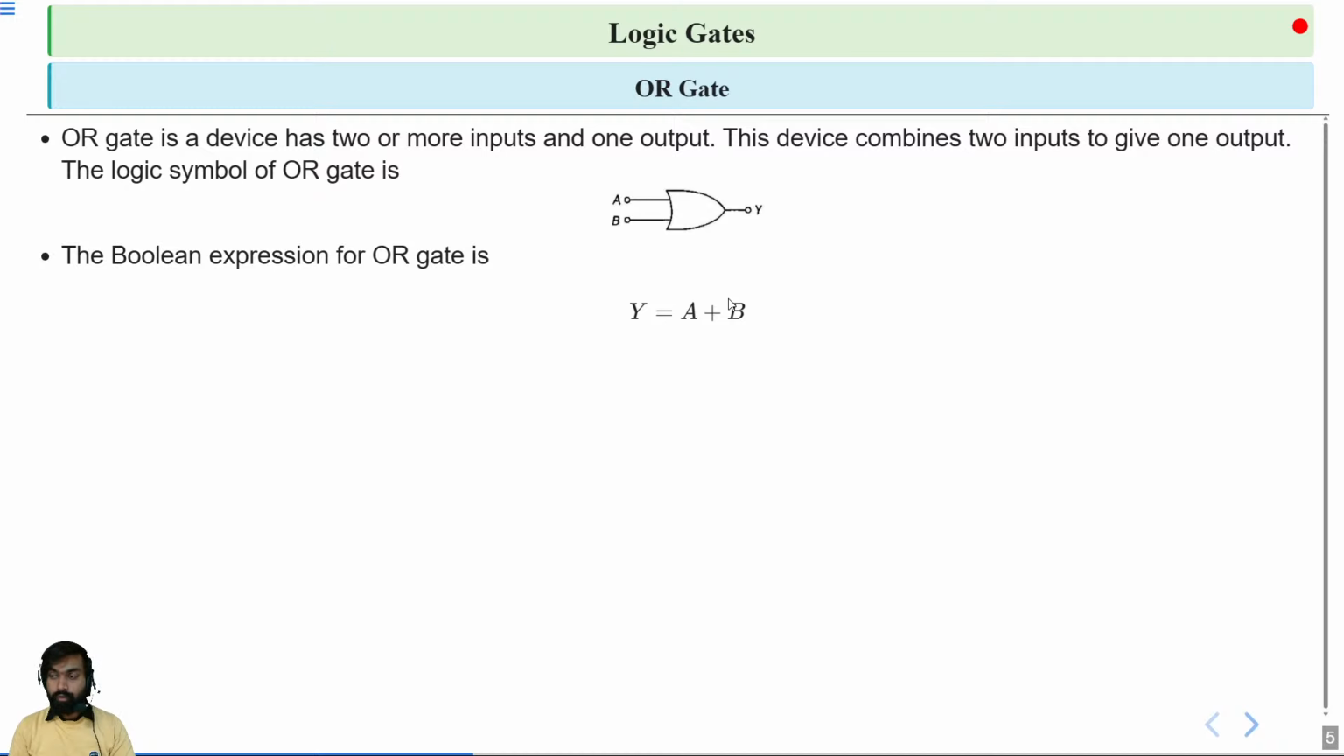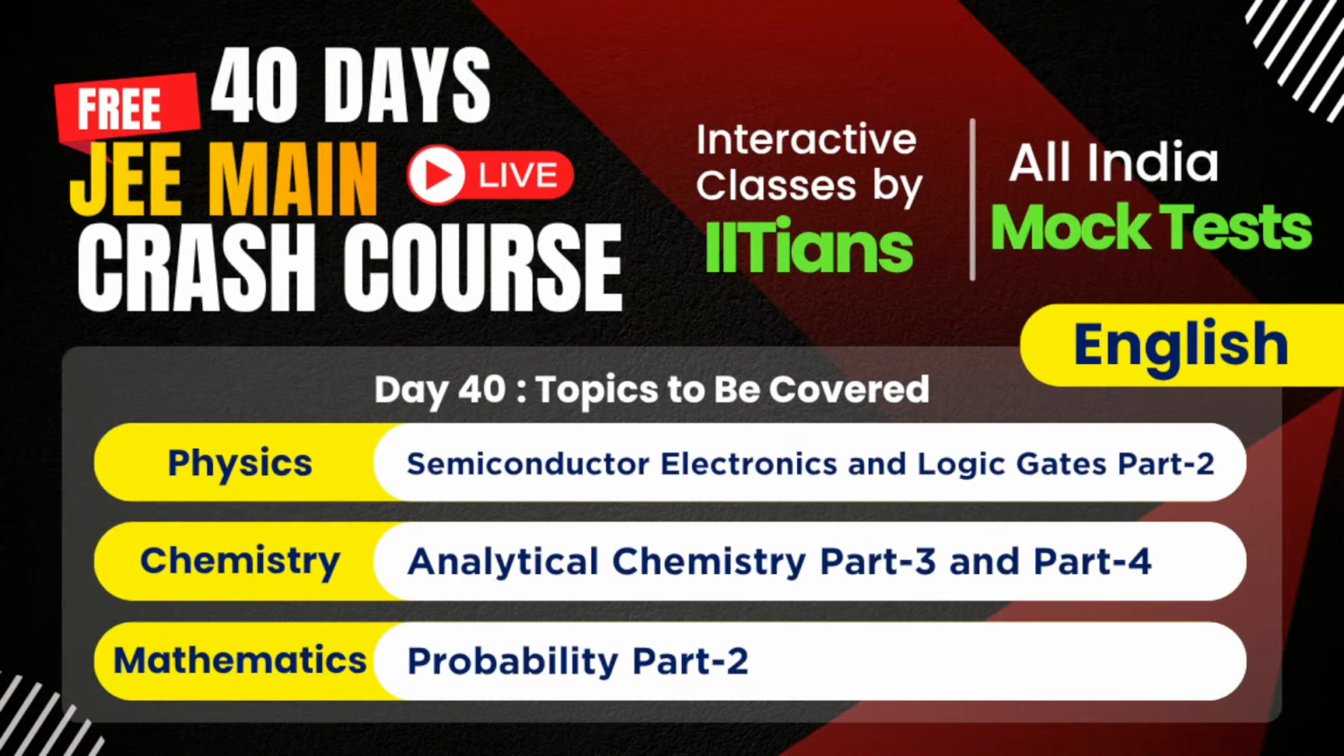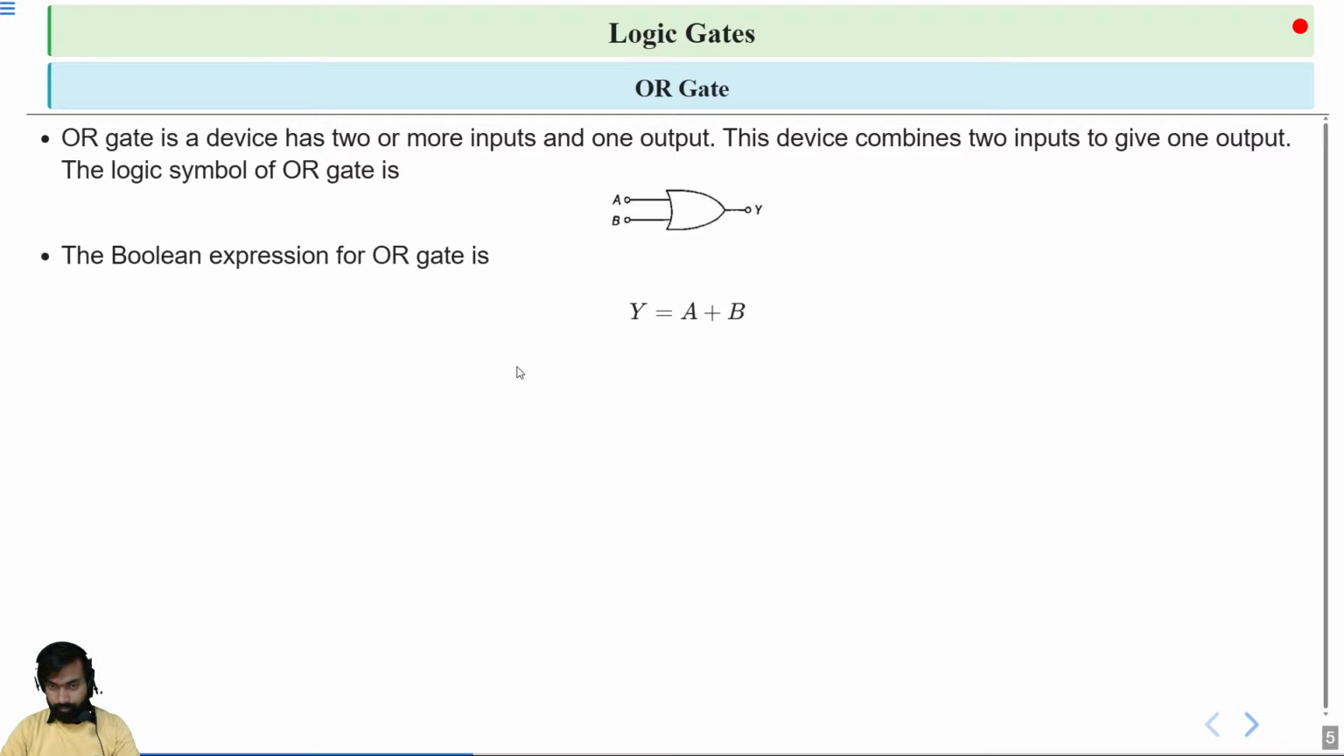The output Y of an OR gate is represented by the Boolean expression Y equal to A plus B. So Y equal to A plus B. Now here the Y indicates Y equals A or B.